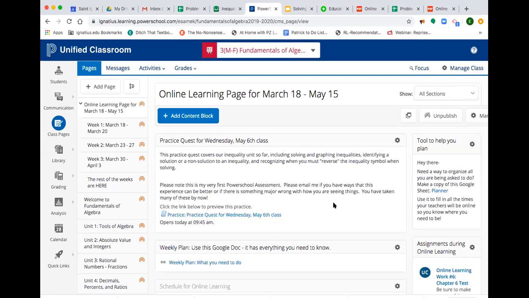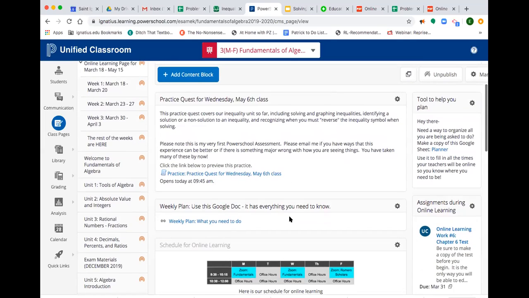Wait, does it say not open till May 11th? It shouldn't say that. It should be open till May 11th, but it says practice. It should have opened today at 9:45. Are other people on it? Yeah.